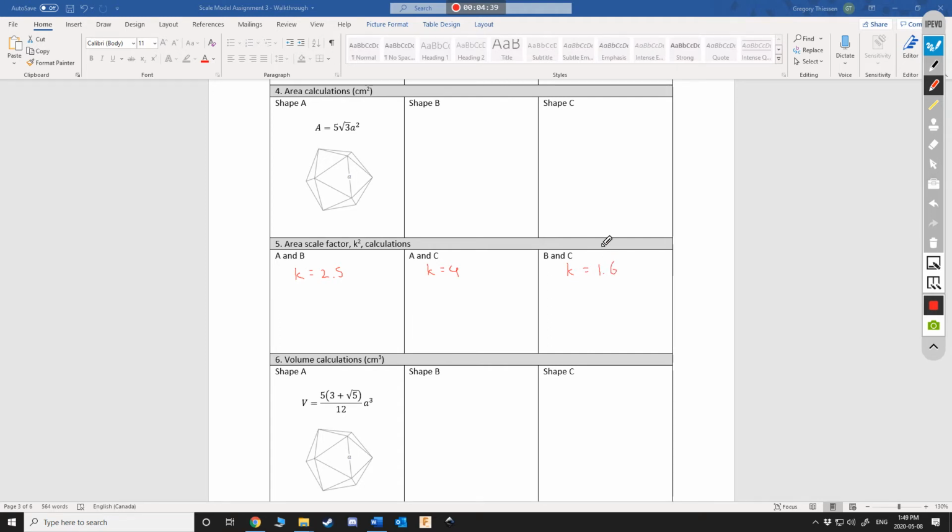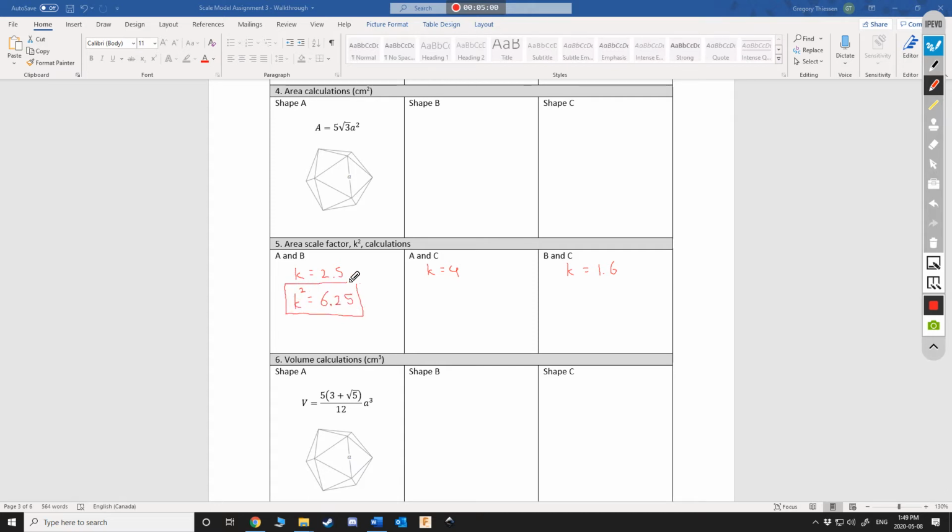Okay, so there's two actual ways to find our K squared value. If we know what K is, all we have to do now is square that value. So if I said K is 2.5, if I just square 2.5, I'm going to get 6.25.